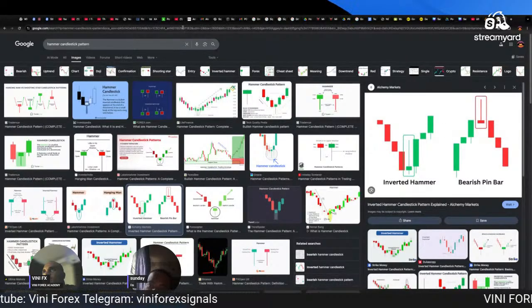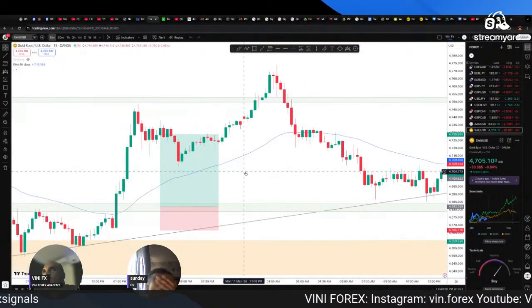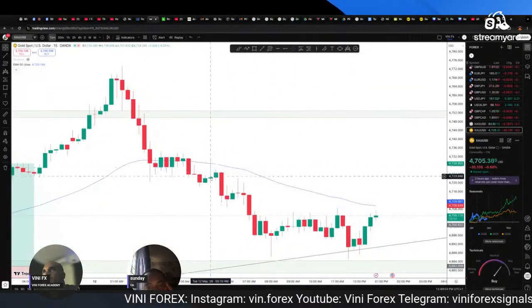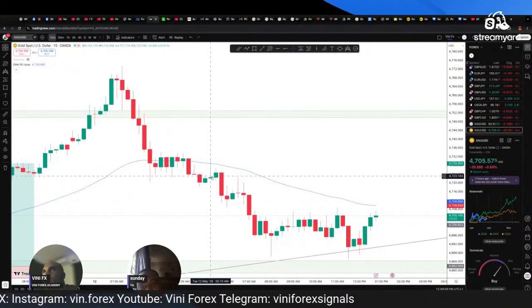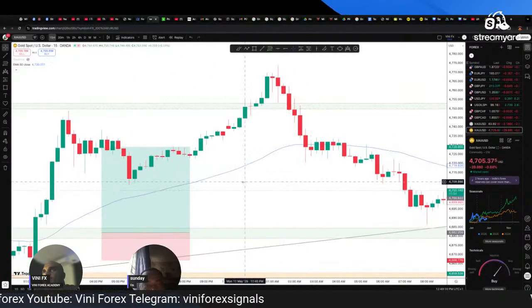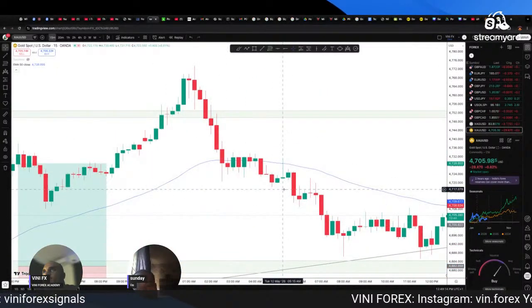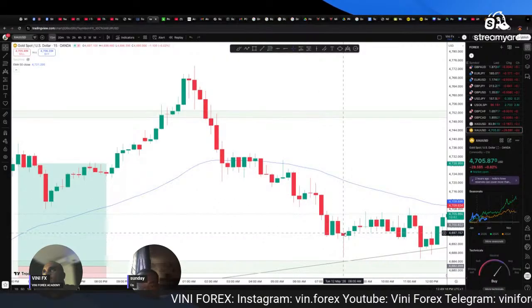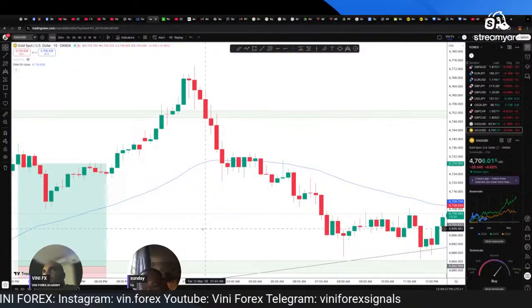So let's go to the chart so you can identify them on the chart. Do you see this one? Yes. Hammer. Yes, it's an inverted hammer. This red one is a hammer also here. Which one are you talking about? Keep coming. Yes, this one. Yeah, it's also a hammer. Perfect.